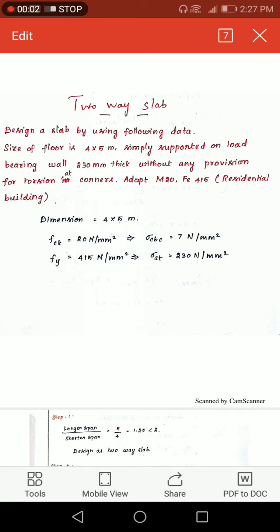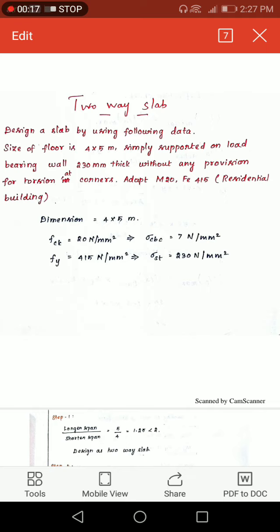Hello students, today's class is the design of a two-way slab by the working stress method. The problem is given: the room dimensions are given, the support thickness is given, and the material grades are given.